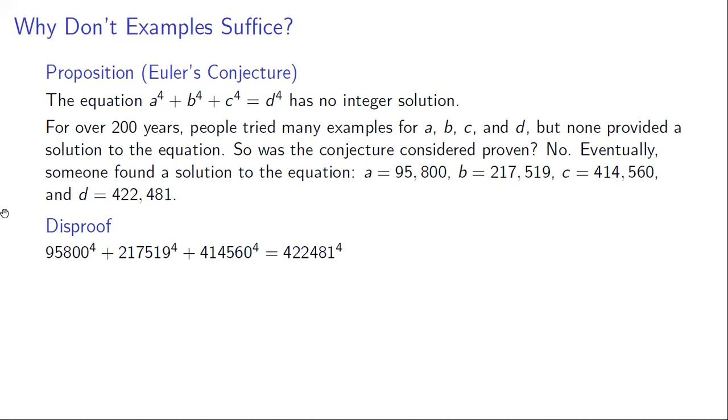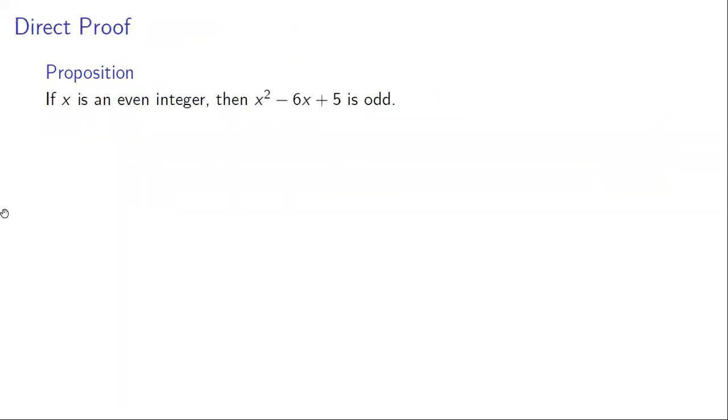Okay, so now let's do another direct proof. Here's a new proposition. It says if x is an even integer, then x squared minus 6x plus 5 is odd. We can try a bunch of examples, and all those examples will work, but that won't be considered a proof. So we need to give a general proof to show why this is true for all even integers. That if x is any even integer in the world, then x squared minus 6x plus 5 is going to have to be odd. So let's start.